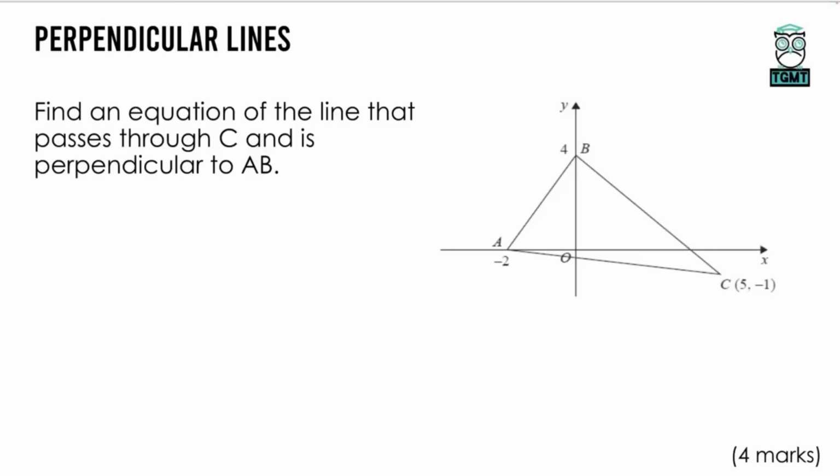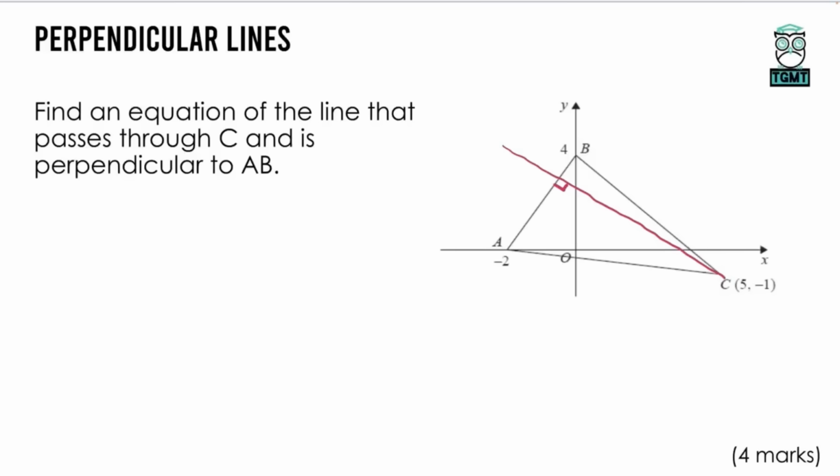Now this question is looking at perpendicular lines. Here it says find an equation of the line that passes through C and is perpendicular to AB. If we imagine a line which is perpendicular to AB, it doesn't necessarily go through the middle of that line, but it might be something like this. So it's perpendicular to AB and it forms a right angle. Now drawing it in can help along the way, but ultimately we need to find out what the gradient of that line is.